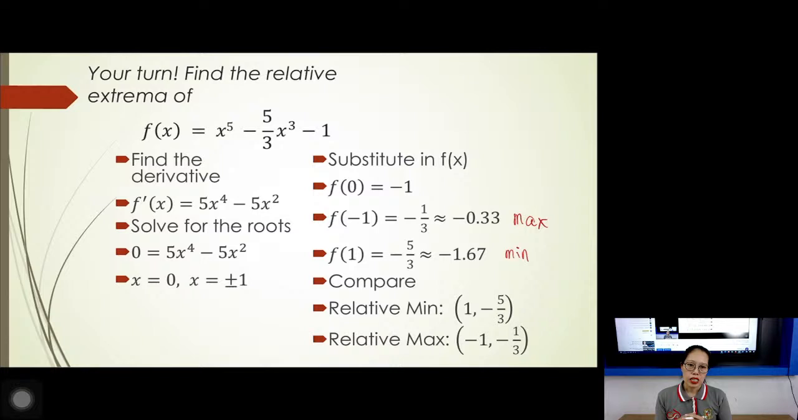Now, what if you arrive with only one value of x? There's no way to compare, right? If it is not possible for you to compare, then it's time to get the second derivative. If the second derivative is positive, then it is minimum. It's the opposite: if the second derivative is negative, less than 0, then it is the maximum. What if the second derivative is 0? Then we cannot decide. It's either or neither, max or min.